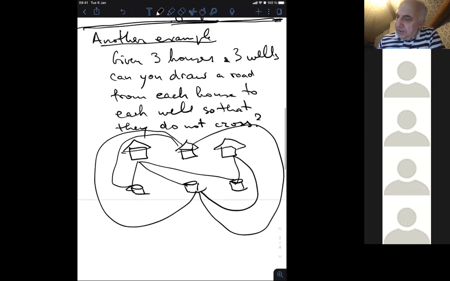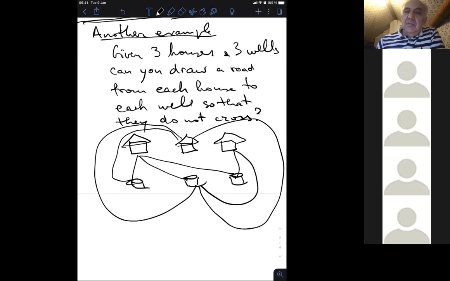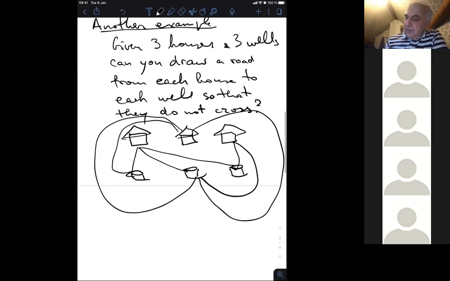In modern terms, or terms which were developed maybe some 70 years ago, this was about planarity of a certain graph. Can a certain graph be embedded in the plane with its edges non-intersecting? This is the second motivating example.